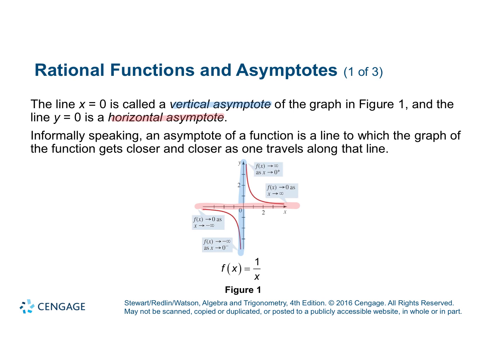So, informally speaking, an asymptote of a function is a line that the graph of the function gets closer and closer to as one travels along that line. So again, as you move across the graph of, in this case, 1 over x, you would get closer and closer to the asymptotes, but you're never going to reach them.